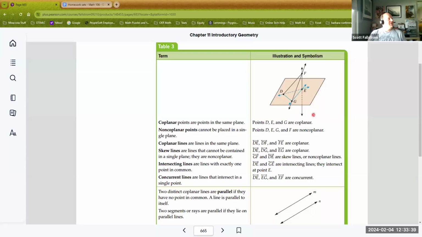So I want you to take a look, just look around wherever you are right now in a room. Let's just say there are many walls and a ceiling. I want you to picture planes like the ceiling coming and hitting a wall. That creates a line, right? So that line is in both of those planes. We would call it coplanar.